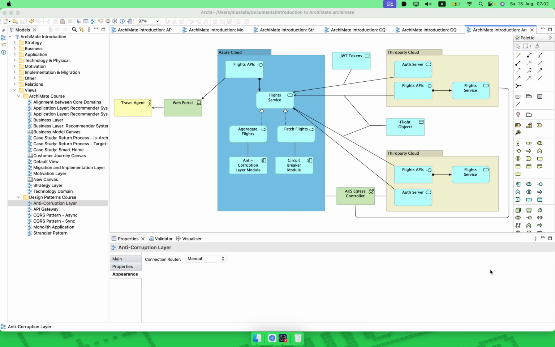Hello and welcome to a new session on the topic architecture design patterns. Today's pattern is the anti-corruption layer. It's mentioned in the topic of domain driven design.